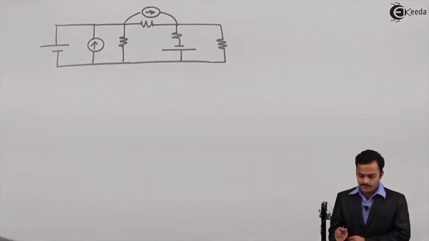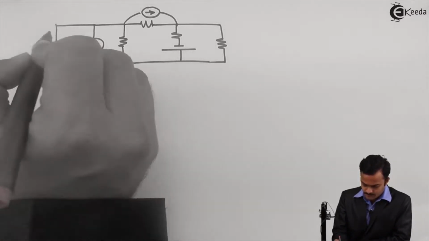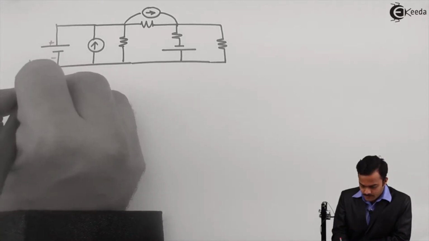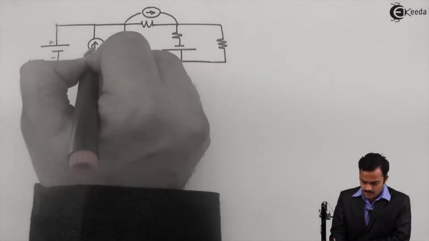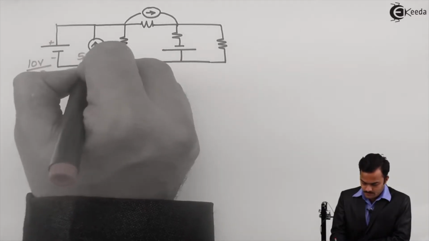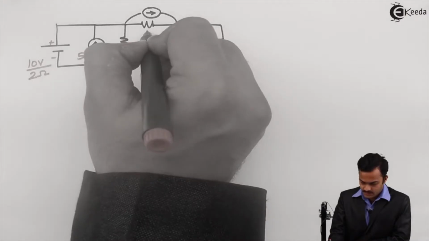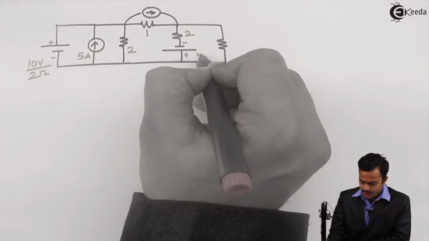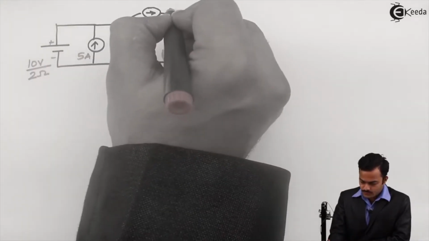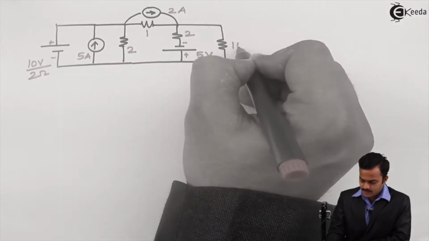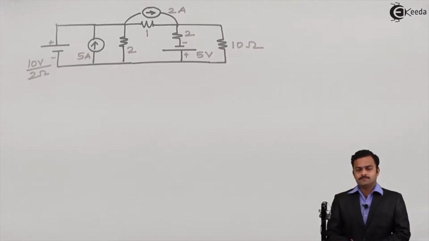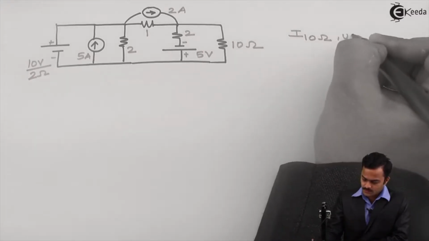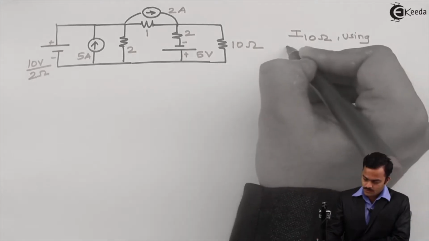So here we are having a voltage source given by 10 volt divided by 2 ohm, a current source of 5 ampere, a 2 ohm resistance, this is 1 ohm, one more 2 ohm resistance, a battery of 5 volt, a current source of 2 ampere and a resistance of 10 ohm. The objective is to get the current flowing through the 10 ohm resistance using Norton's theorem.